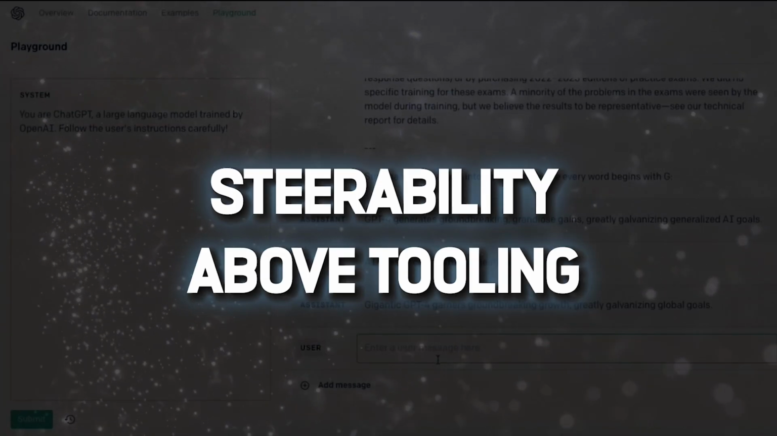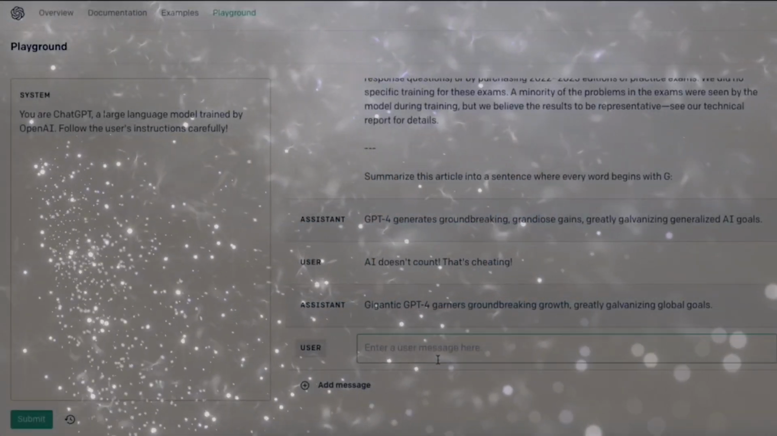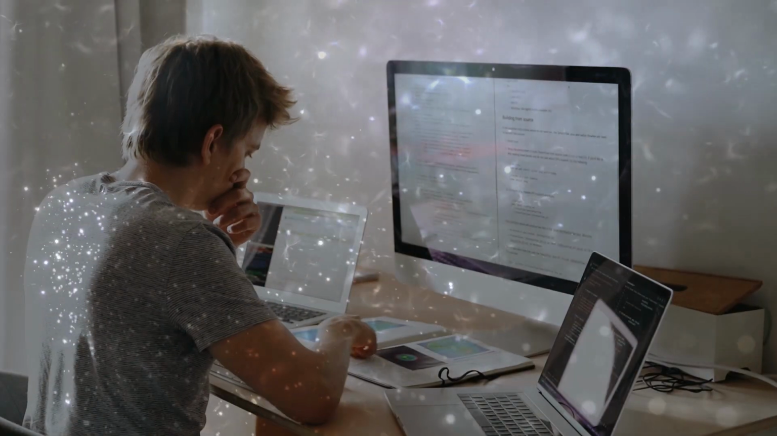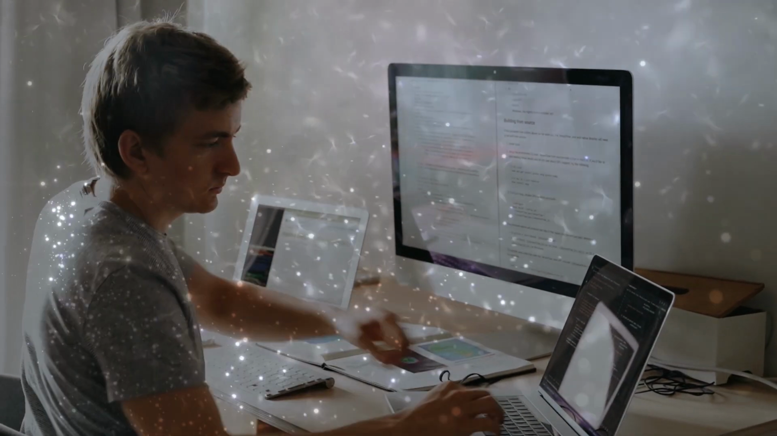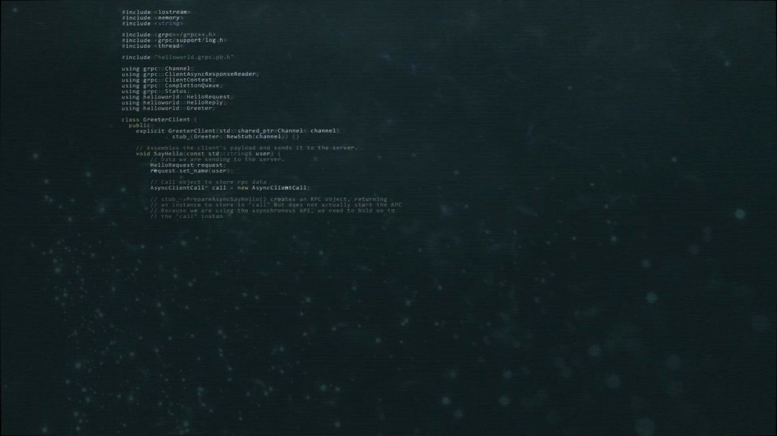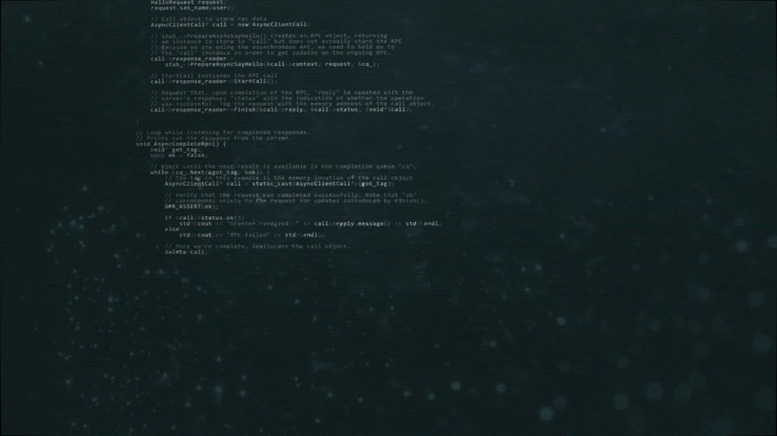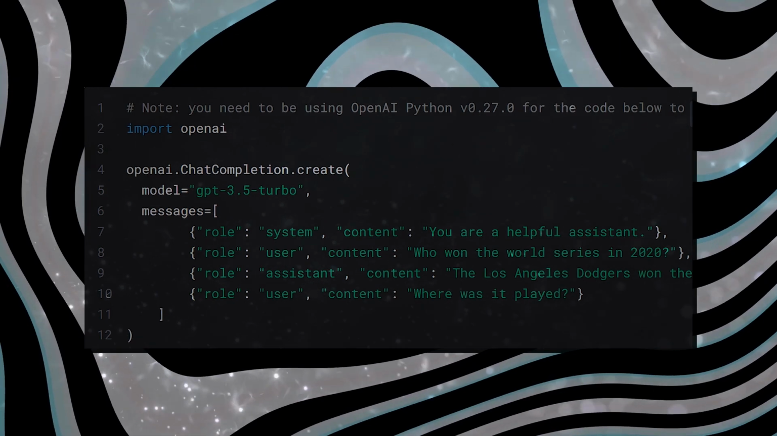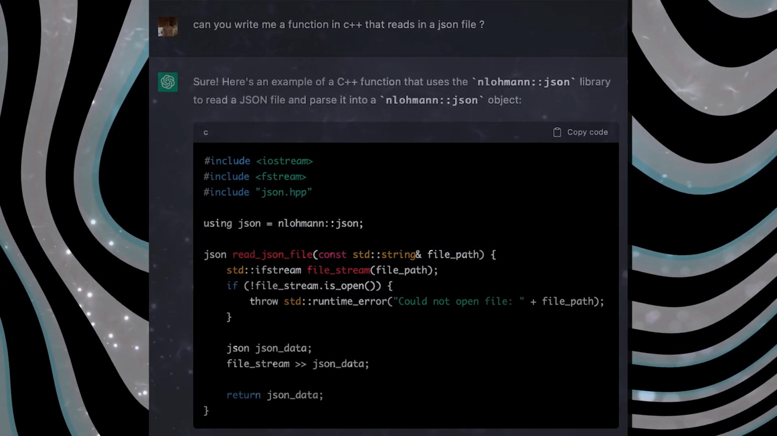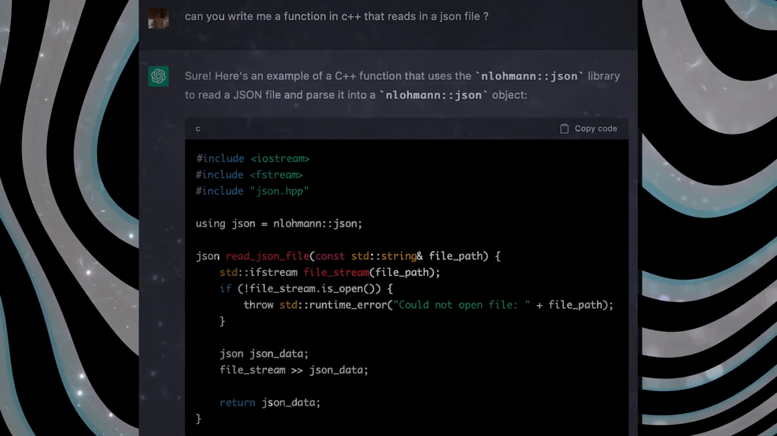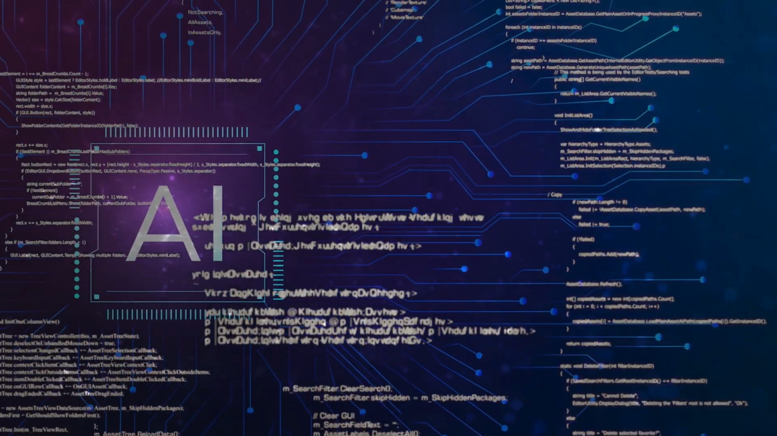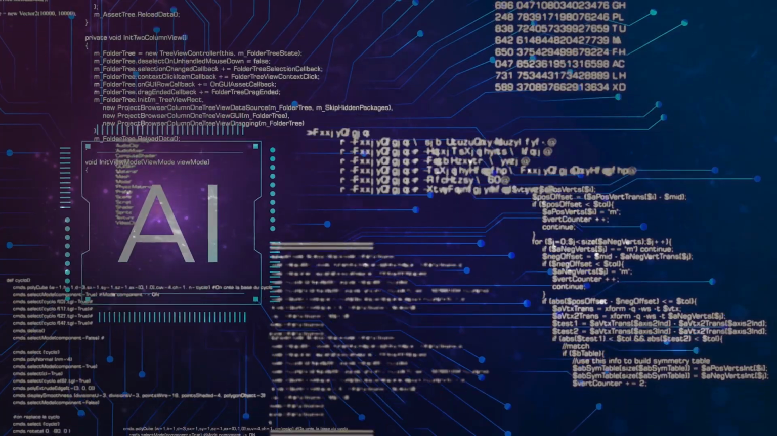The steerability above tooling could potentially be a more significant improvement in GPT-4. Developers can specify style and task by expressing precise instructions using the new System Messages API feature that OpenAI is implementing with GPT-4. System Messages, which will eventually be added to GPT-4, are directives that determine the parameters and tone for the AI's subsequent interactions.